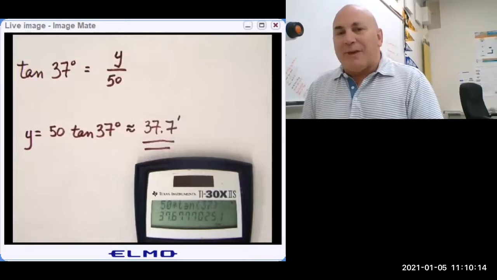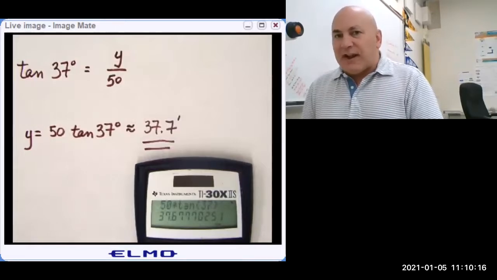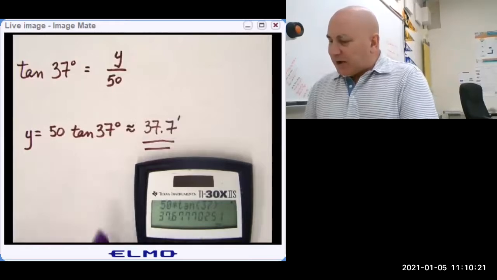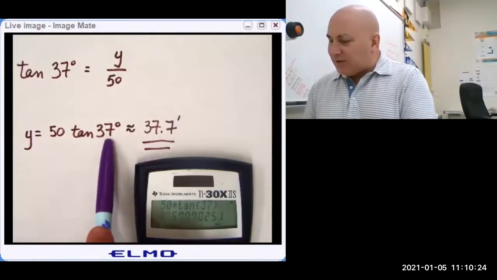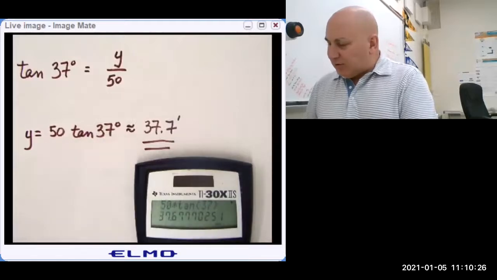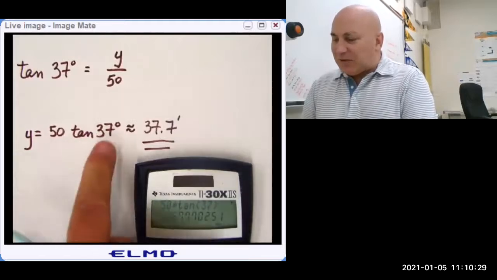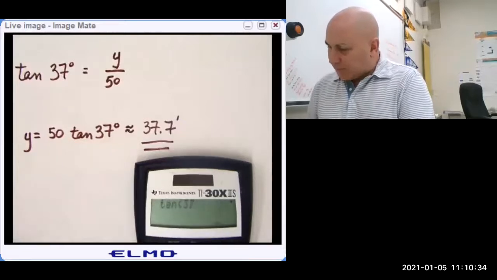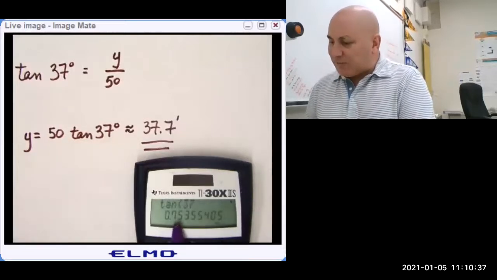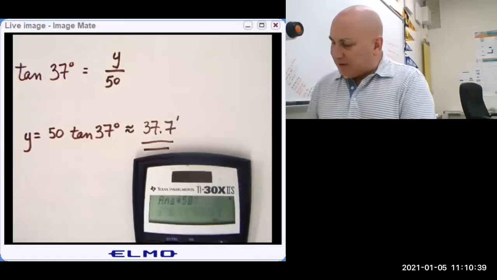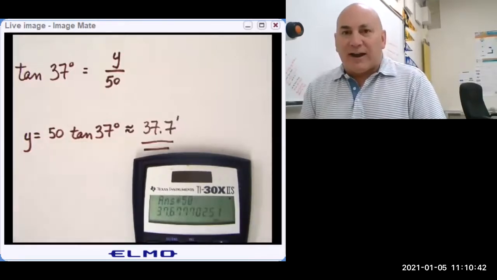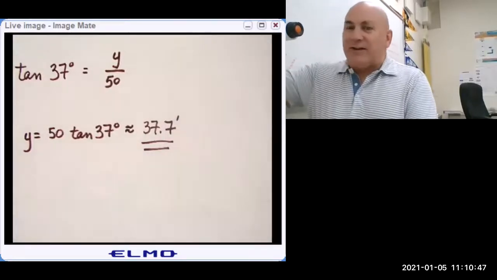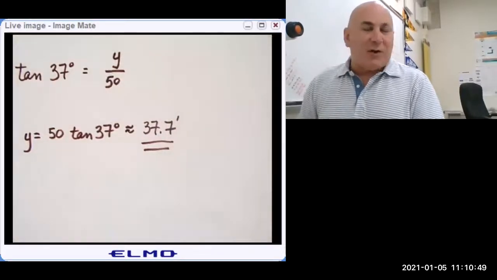Your calculator may be different. If you have a Casio, maybe it's different. If you have an older Texas Instruments, maybe it's different. Sometimes you have to put the 37 in first, then take the tangent. So to key it in, it would be 37 tangent, and that would give you this number. That's the trig ratio, and then you'd multiply that by 50. You need to know how your calculator works. If it's going to do all the work for you, the least I can expect of you is to know how to use it properly.